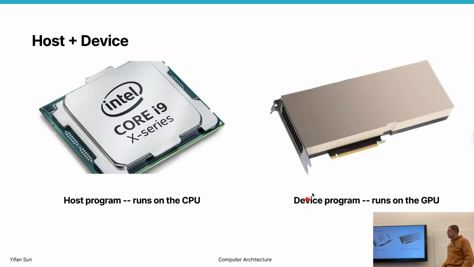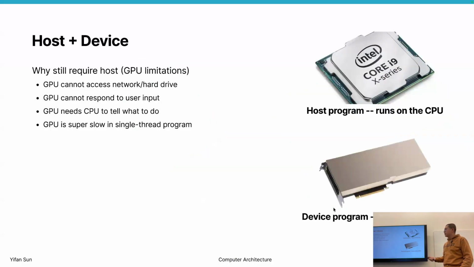Now, on the other side, we have the device program. It's a program that runs on the GPU side. Okay, so why do we need a host program and a device program? GPUs, although they are very powerful, are really limited, right? They cannot really access hardware, network, or hard drive. They cannot respond to or take in user input, or generate output to anything other than the screen. They need the CPU to tell them what to do.